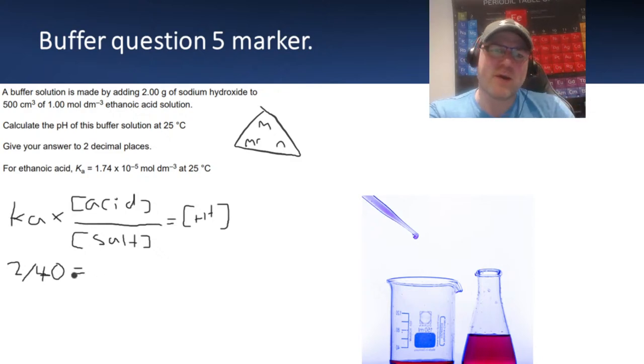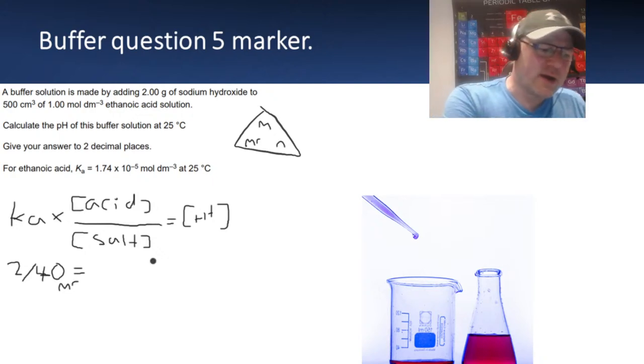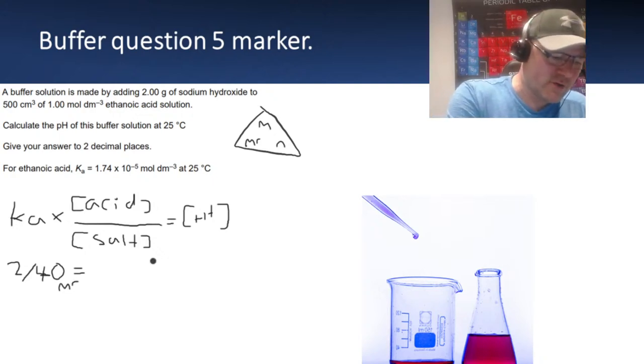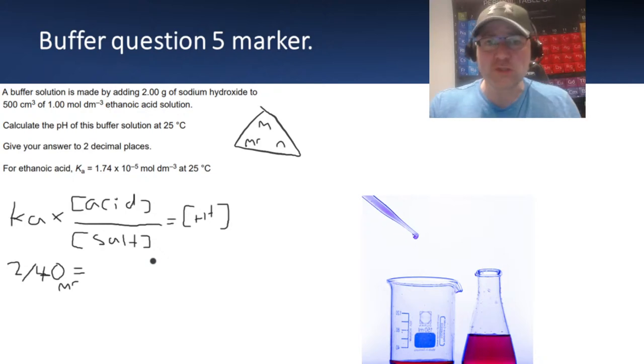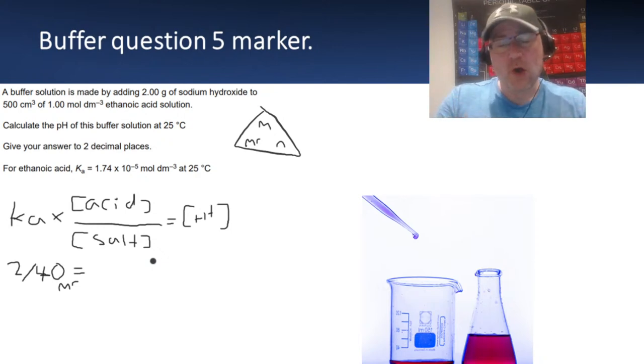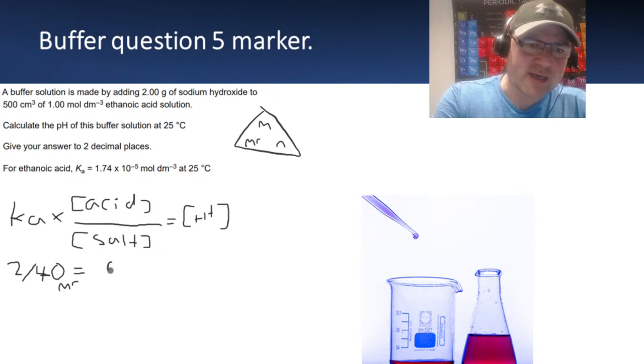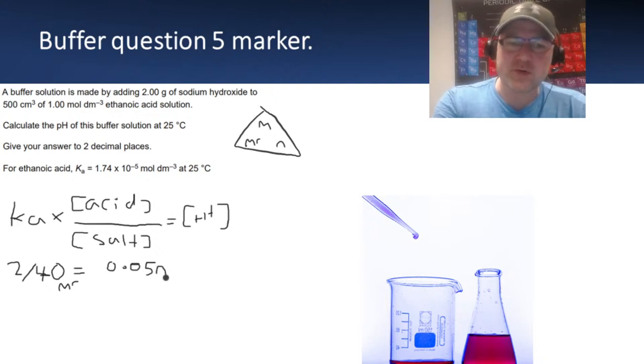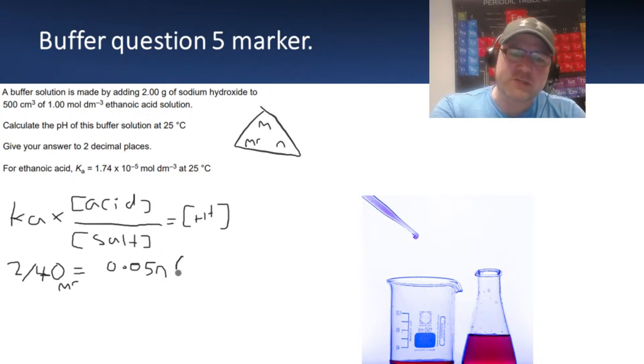So 2 divided by 40. What's the 40? The 40 is the MR of sodium hydroxide. I need to find out how many moles I've got of sodium hydroxide. So 2 over 40. Why 40? Sodium's 23, oxygen's 16, hydrogen's 1. So that's going to give me 0.05 moles, right? I use n for number of moles. That gives me the sodium hydroxide.